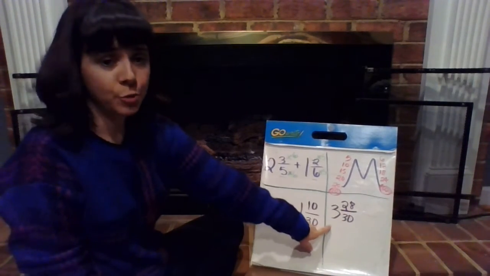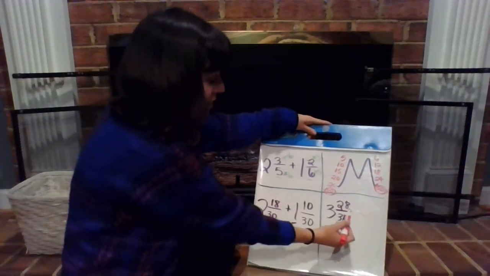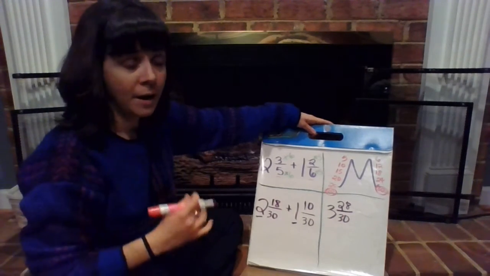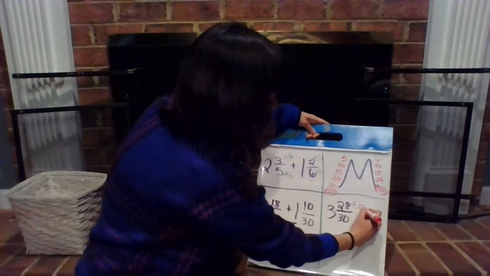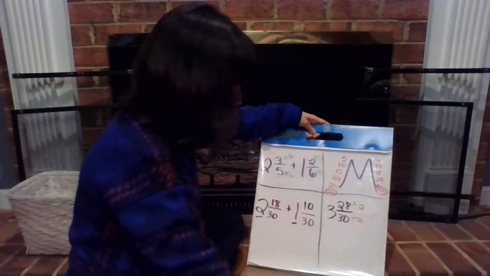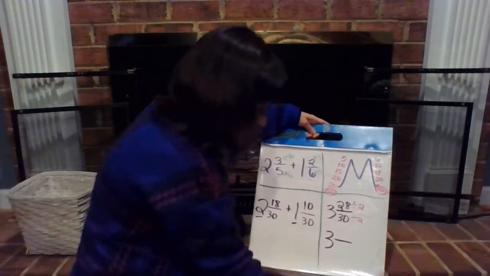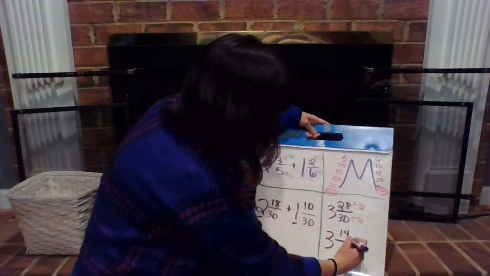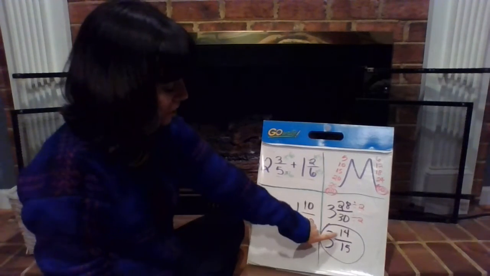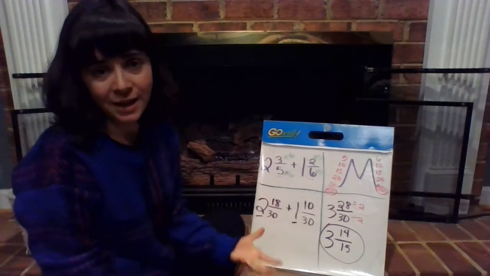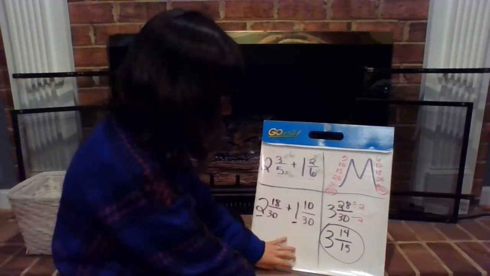But you'll notice that 3 and 28/30 was not an answer choice on your quiz. So we're going to simplify. I see that both the numerator and the denominator are even numbers, so they can be divided by 2 without any kind of remainder. So if I say 28 divided by 2, of course my whole number is going to stay the same. But 28 divided by 2 is 14. And 30 divided by 2 is 15. And that's as simplified as it's going to get, especially if they're 1 apart. Then I know I can't simplify anymore. So my final answer, my final sum, is 3 and 14/15.